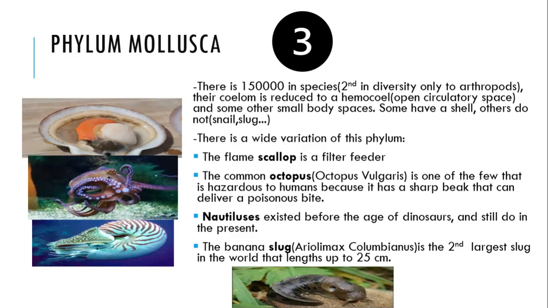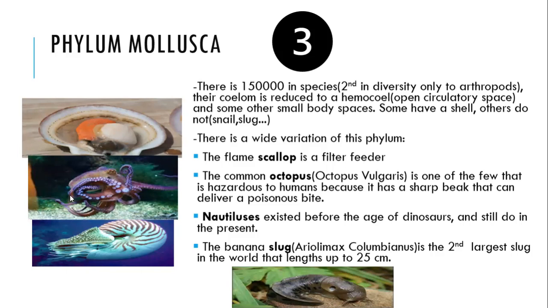So because of that, they are called a hemocoel, because as we know, a coelom is completely closed. Some have a shell and others don't, like for example the snails and the slugs. Snails have shells whereas slugs don't. There is a wide variation in this phylum, and examples of animals that show how diverse this phylum is are the following. The flame scallop, which is a filter feeder. This is a flame scallop. The common octopus, known as Octopus vulgaris, which is hazardous to human beings because it has a sharp beak that can deliver a poisonous bite.